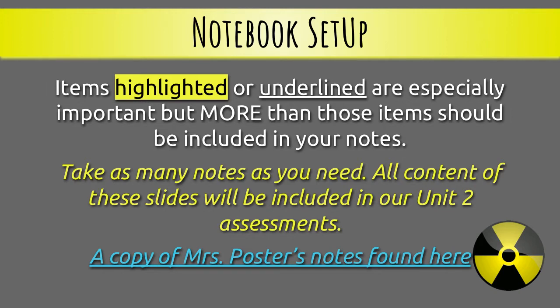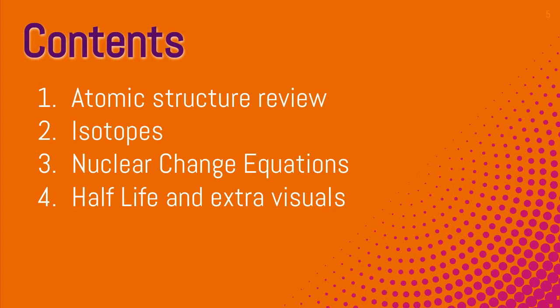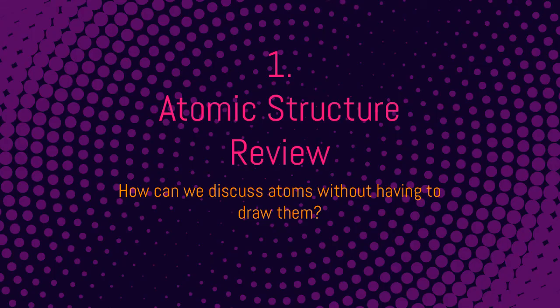This is slide 3. So our first part is atomic structure review. So we're going to talk a little bit about those subatomic particles that we took some notes on last week. And we're also going to start talking about isotopes and how we can find that information on the periodic table. So how can we discuss atoms without having to draw them? So we want to start on how to write out the notation for these without having to try to draw the atoms or model the atoms every time.